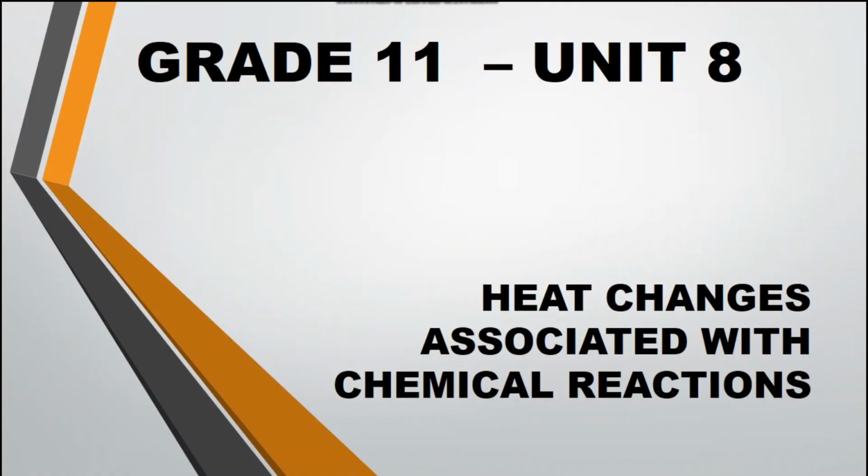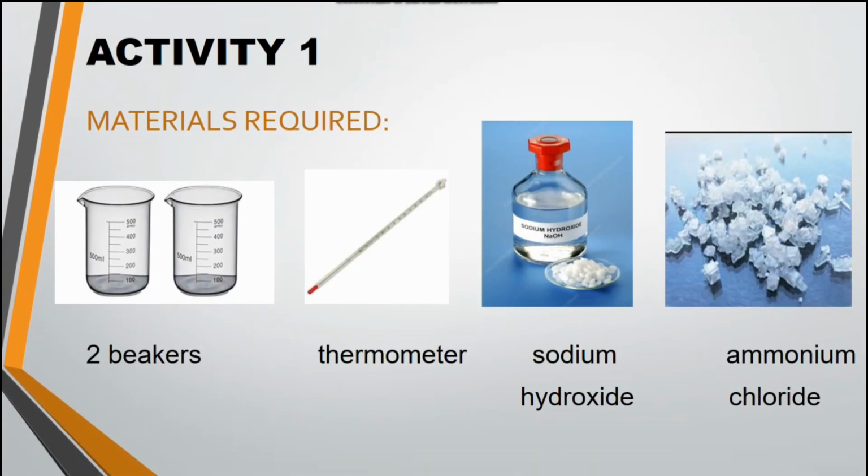Hello everyone. Today we are going to discuss grade 11 unit 8, heat changes associated with chemical reactions. In this lesson we have to discuss 4 activities. Now let's discuss the first activity. For the first activity we need 2 beakers, a thermometer, some sodium hydroxide and some ammonium chloride.